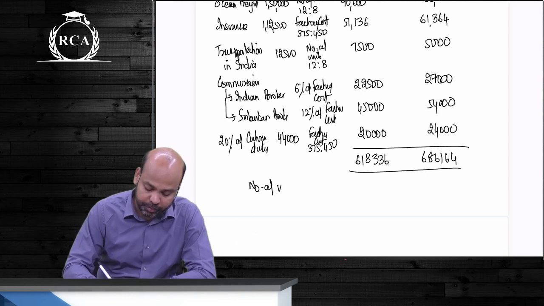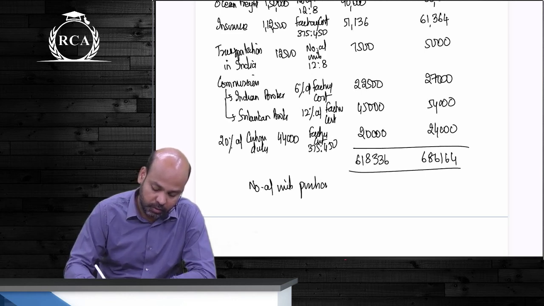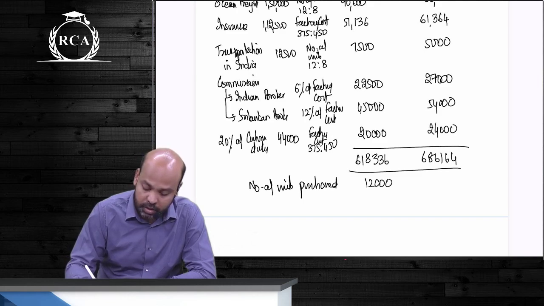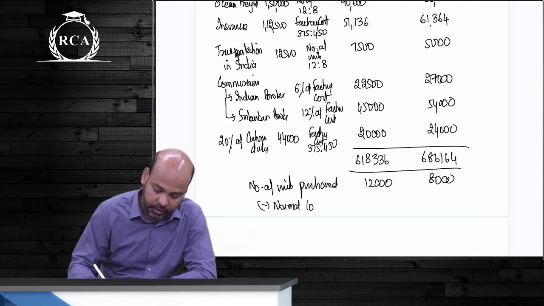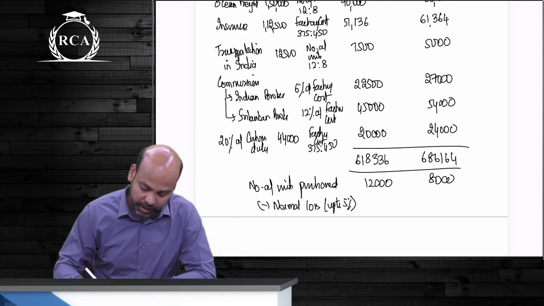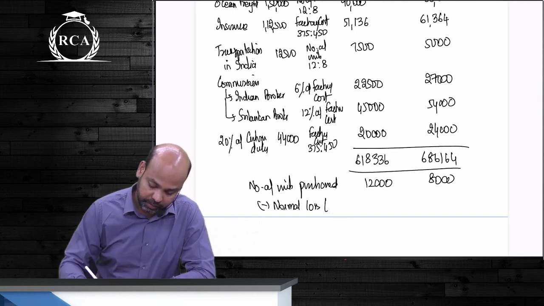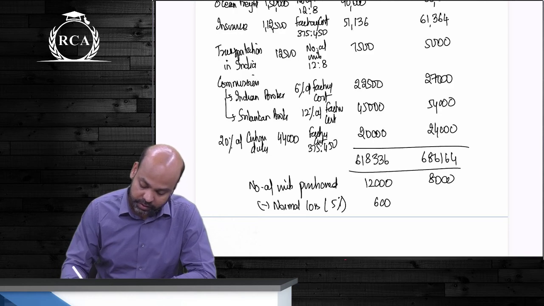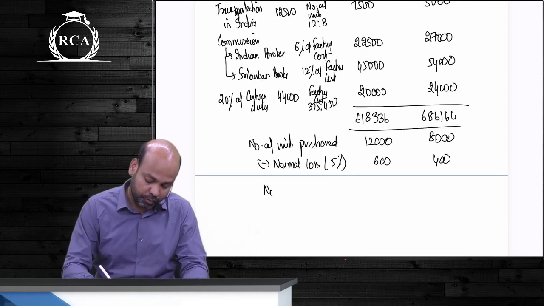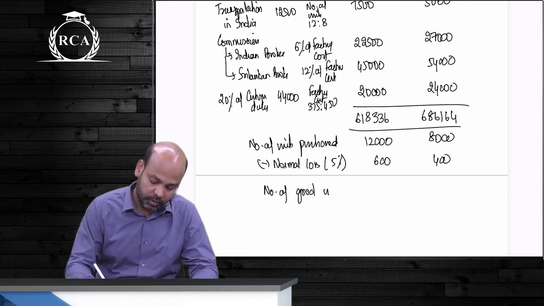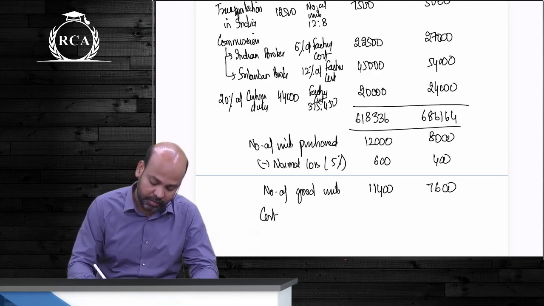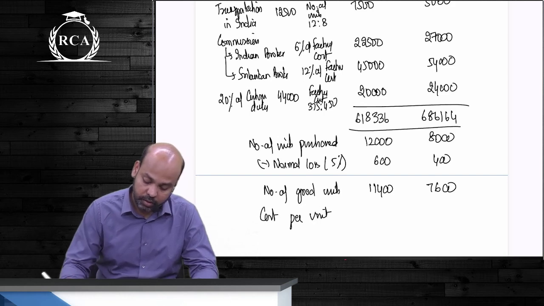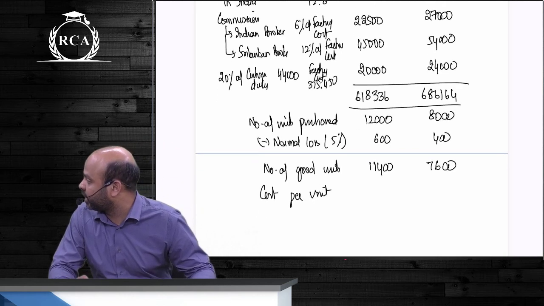What are the number of units purchased, guys? 12,000 and 8,000. Minus normal loss up to what percentage, guys? Up to 5% बेटा normal loss. Up to 8%, but अपने केस में कितना है बेटा? Only 5%. So how much will that be, guys? 600 and 400. What are the number of good units? 11,400. Can you divide cost and tell me what's the cost per unit? 6,18,336 divided by good units only, guys.